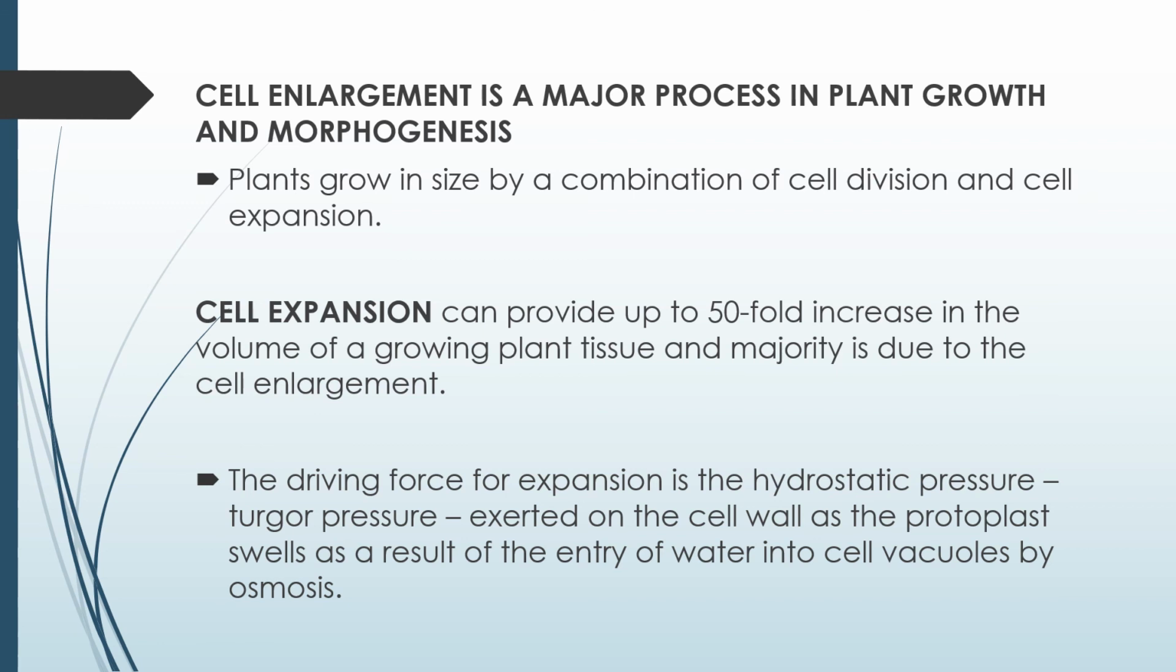So, the cell expansion can provide up to a 50-fold increase in the volume of a growing plant tissue, and the majority is due to the cell enlargement. So the driving force for expansion is the hydrostatic pressure. You call it the turgor pressure, which is exerted on the cell wall as the protoplast swells as a result of the entry of water into the cell vacuoles by osmosis.